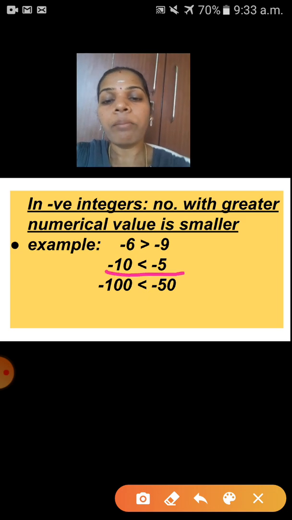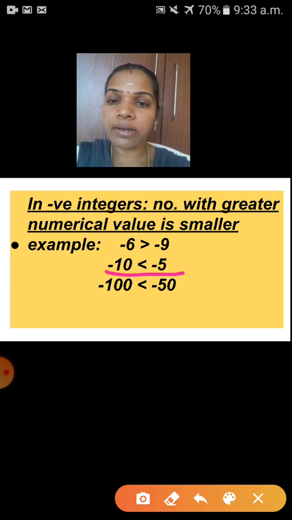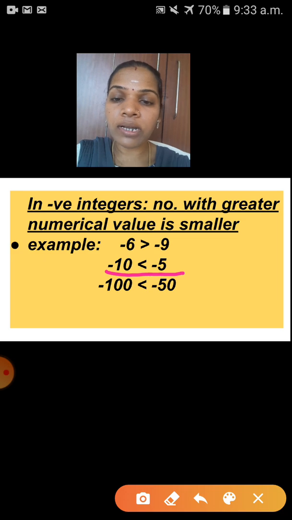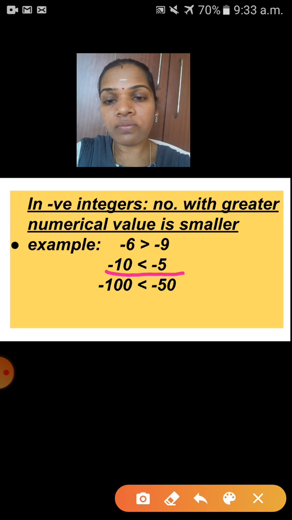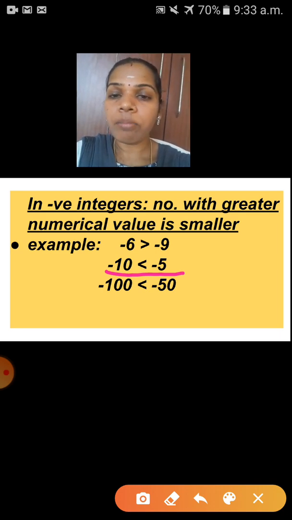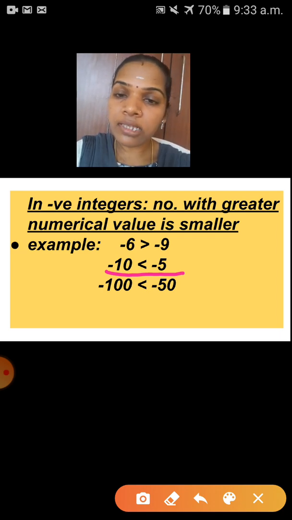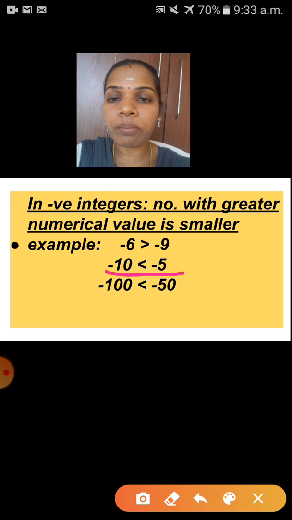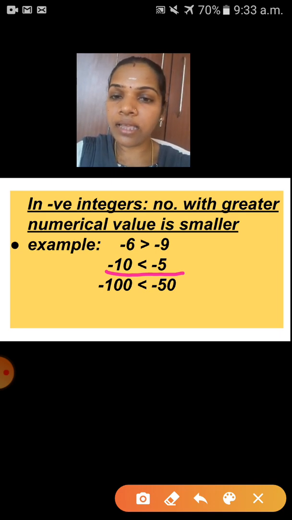See here children, -10 and -5. So here the greater numerical value is 10. So the value of this number is smaller. So -10 is less than -5. Always imagine one number line and where -5 and -10 are present. Here which one is present on the right side? Yes, -5 is present on the right side of -10. So here we can say -10 is less than -5.